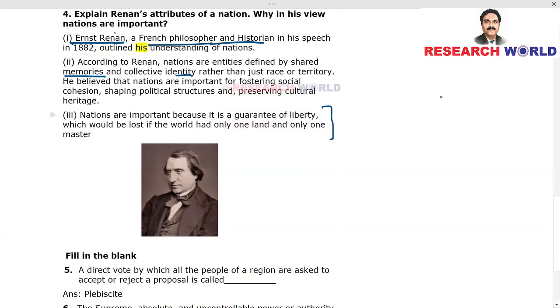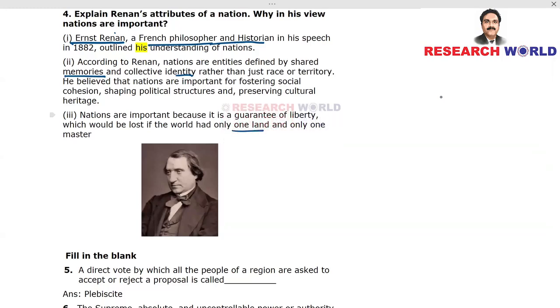Actually, Renan just denounced that idea. He should say that there should be many nations that should be a part of the world. And that's why, because each nation is required so that there is something called liberty, freedom. There should be a guarantee of liberty, which would be lost if all of us are put under just one land and are ruled by one master.